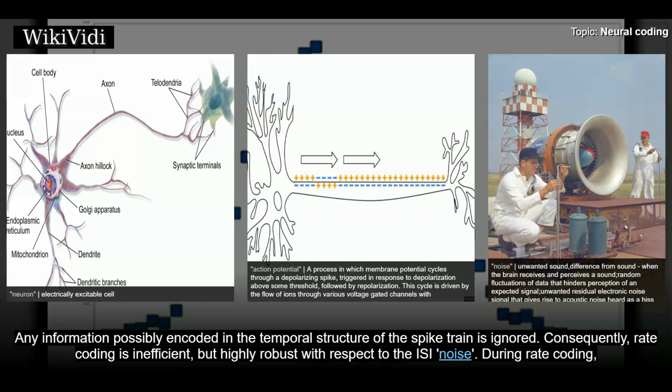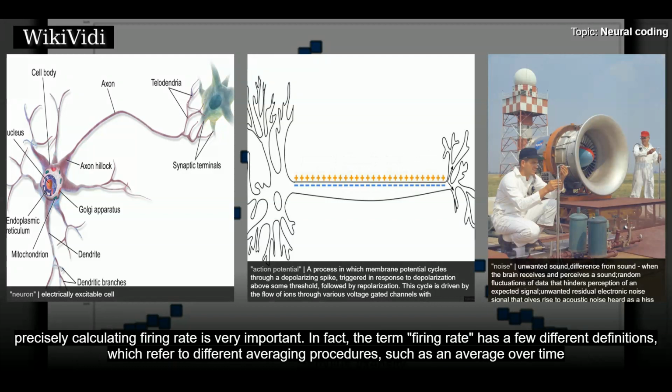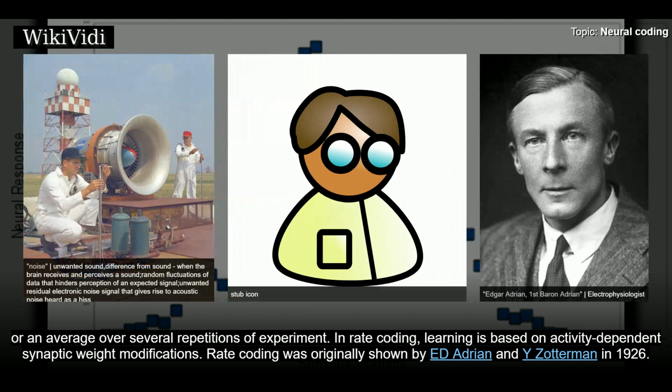Consequently, rate coding is inefficient, but highly robust with respect to noise. During rate coding, precisely calculating firing rate is very important. In fact, the term firing rate has a few different definitions, which refer to different averaging procedures, such as an average over time, or an average over several repetitions of an experiment. In rate coding, learning is based on activity-dependent synaptic weight modifications.